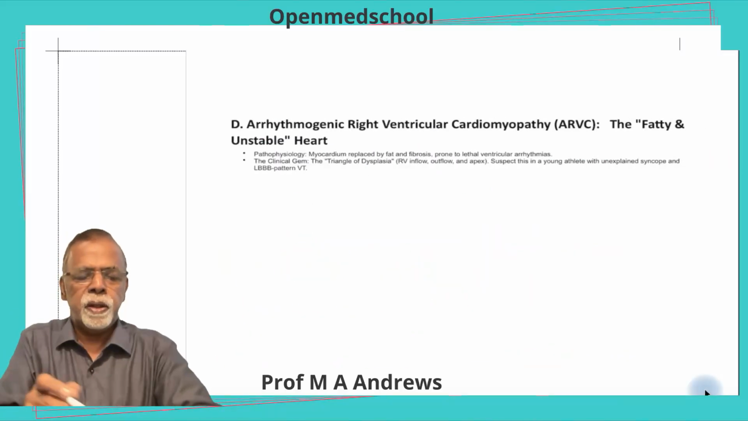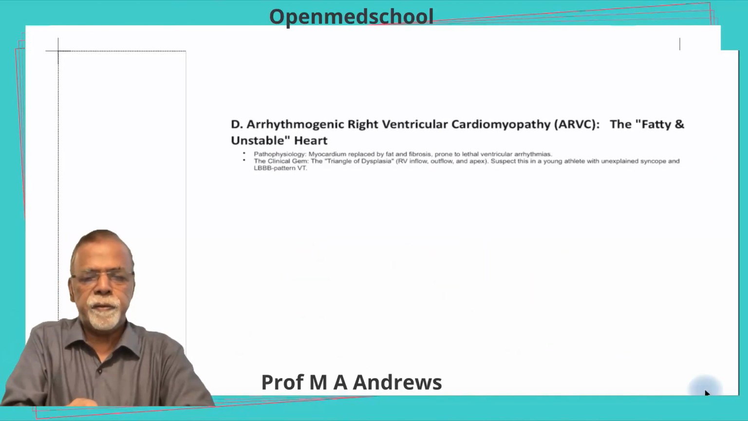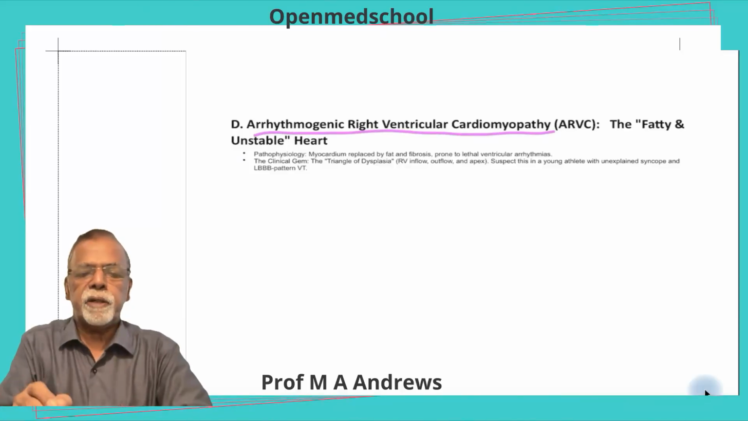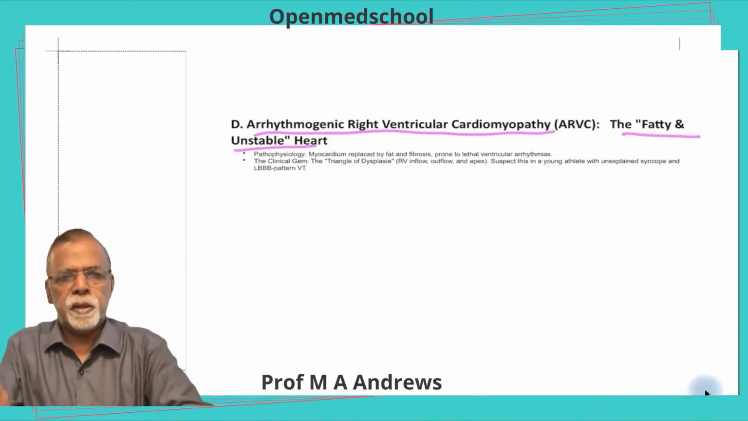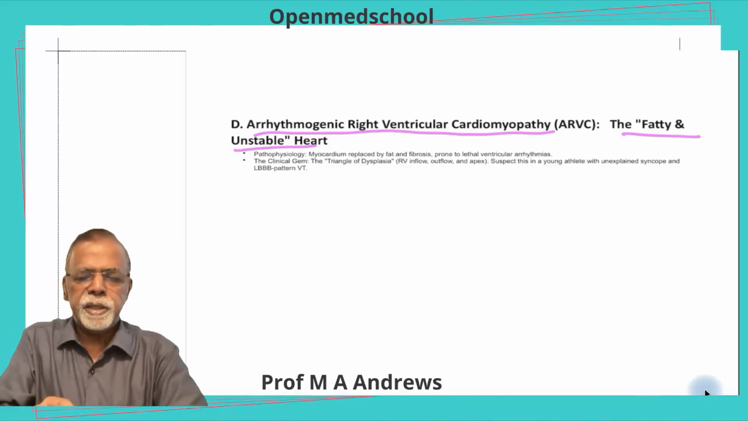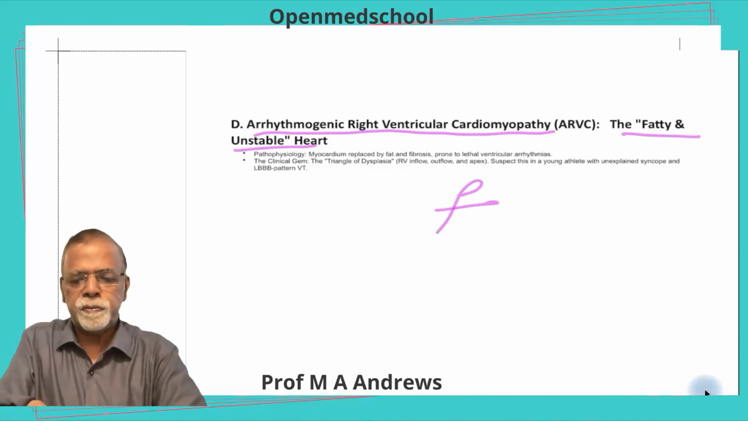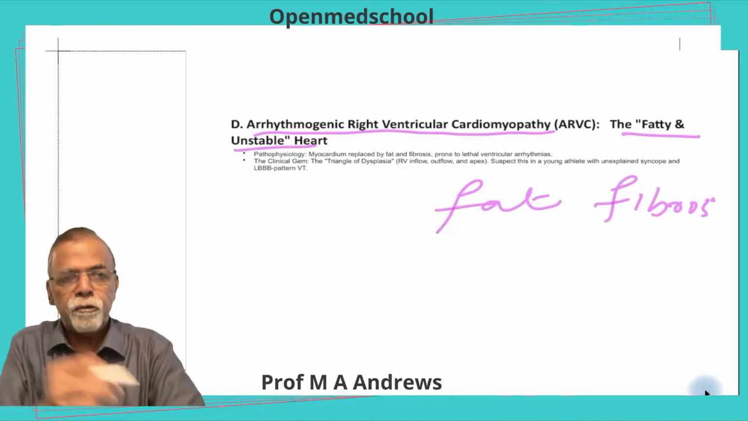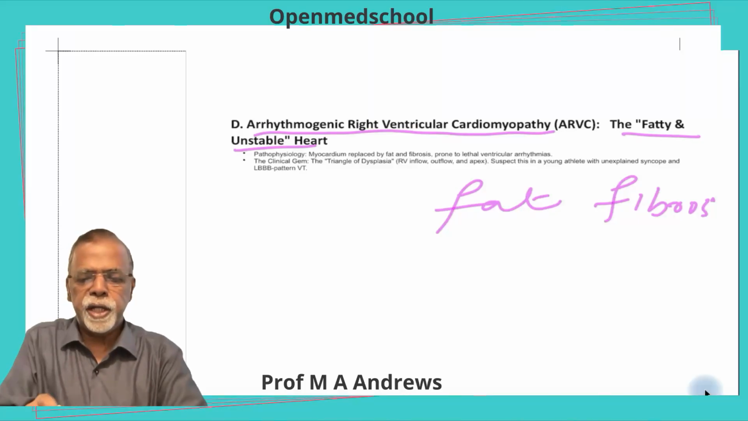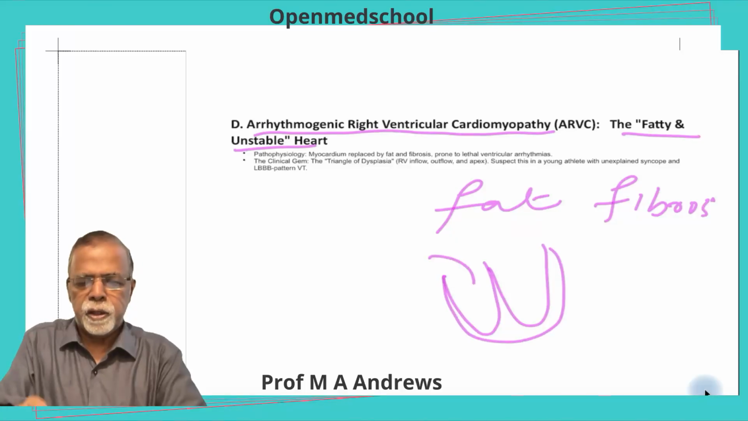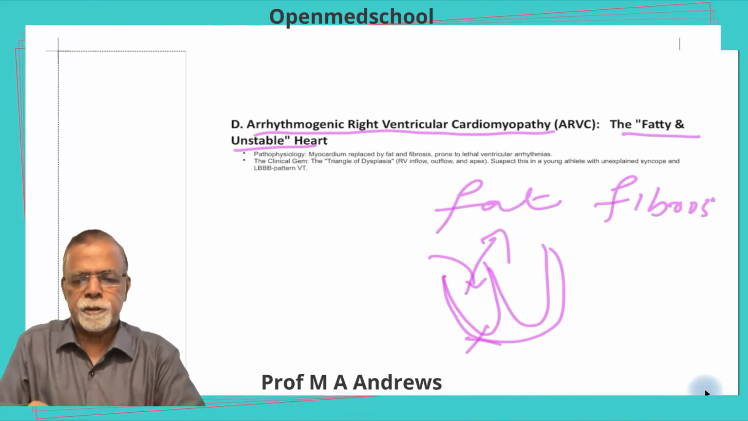Now we go to the fourth one, arrhythmogenic right ventricular cardiomyopathy, otherwise called ARVC. The heart is fatty and unstable. Pathophysiologically, the myocardium is replaced with fat and fibrosis. So that is why it is called a fatty heart. But at the same time, it is prone to arrhythmias. The triad of dysplasia occurs in the RV inflow, the outflow of the right ventricle, and the apex.